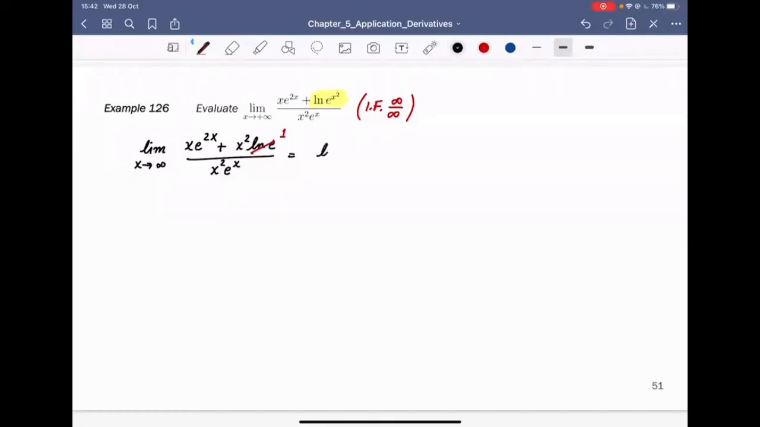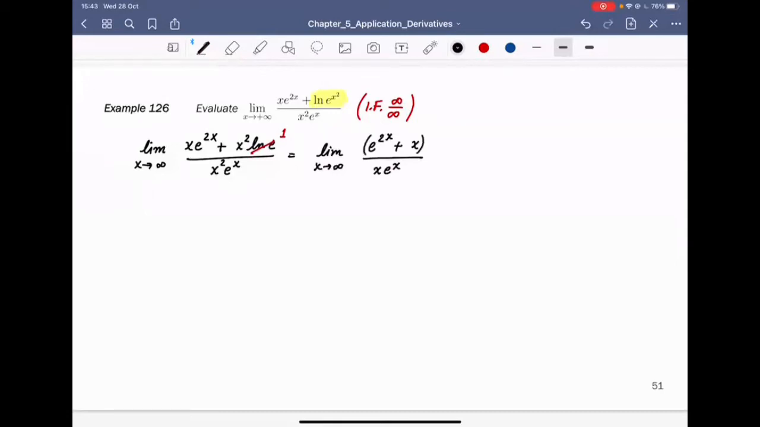I have limit x goes to plus infinity. So I can cancel x one time. So I have e to the 2x plus x over x e to the x. So this is a lot better in terms of you pull out one x and then you cancel.